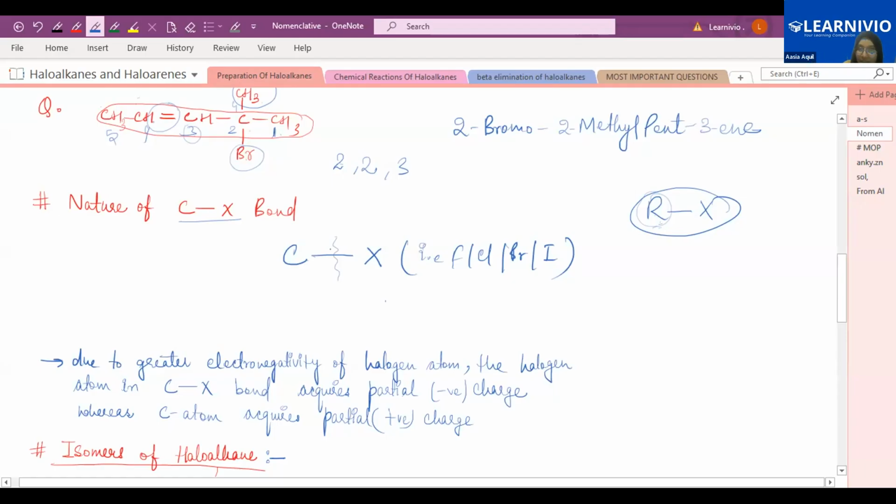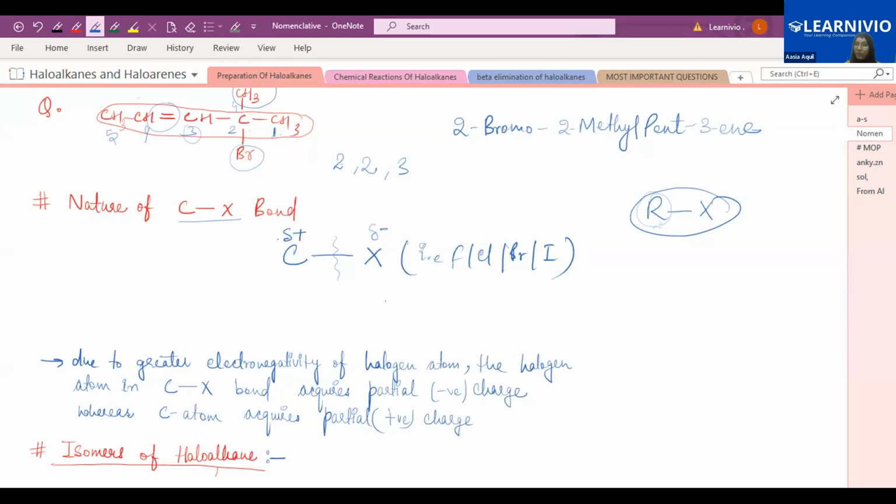So obviously, when this bond is polarized, X will acquire a partial negative charge. What will come on X? A negative charge, a partial negative charge. And on the carbon, there will be a partial positive charge. Right? I am showing partial with delta. Partial positive and partial negative charge.